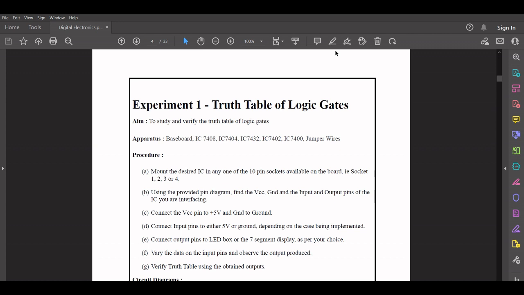The VCC pin will have to be connected to plus 5 volts and the ground pin will be connected to the ground pins. Then you can connect the input pins either to ground or to plus 5 volts, that is logic 0 or logic 1, depending on the test case that you are implementing. You can connect the output pins to the LED box or to the 7-segment display as per your choice. Then you can vary the data on the input pins and you can observe the output that is produced. On this observation, you can verify the truth table that is provided along with the diagrams.